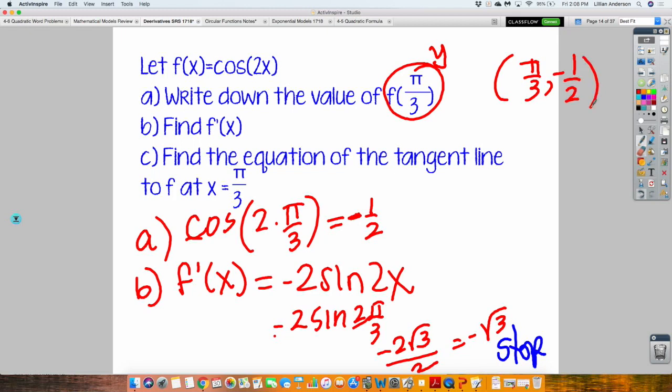So I used the point and the slope to write my equation. And I'm not trying to deal with radicals right now, so I'm just going to write it in point-slope form. Wait, isn't it supposed to be the other way around? Negative 1/2? No, because negative 1/2 was the y value. Oh, sorry, thinking of the unit circle. So I'm going to have y plus 1/2 equals negative square root of 3 times x minus pi over 3. And that's my equation. It's not pretty, but it's right.